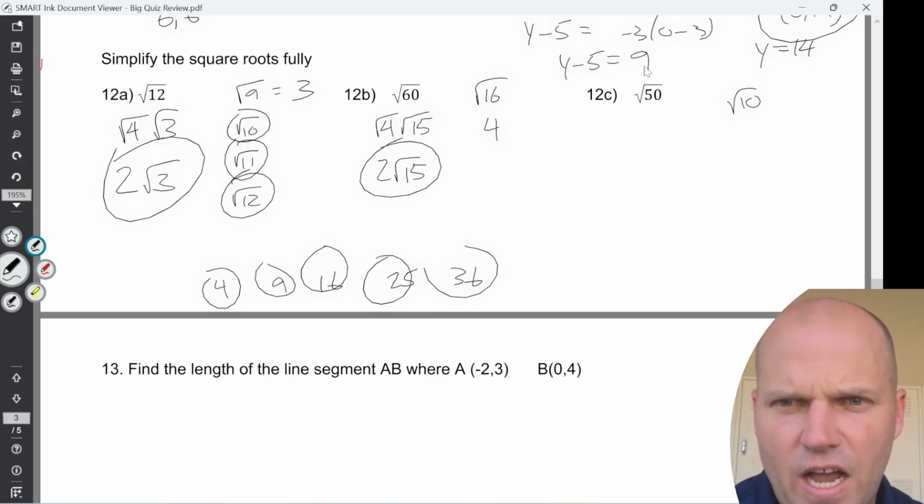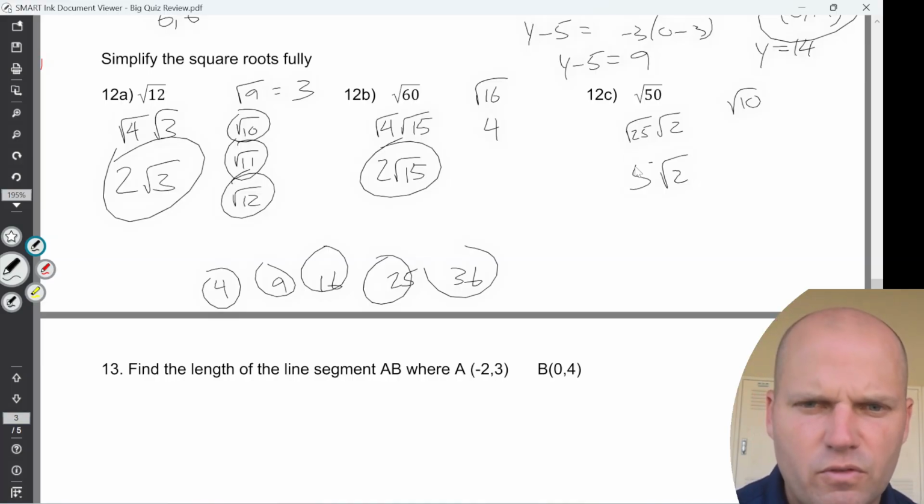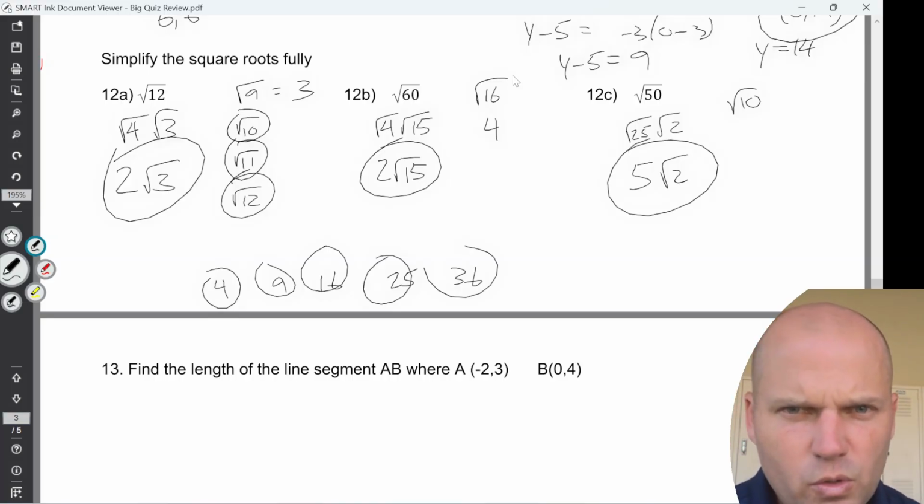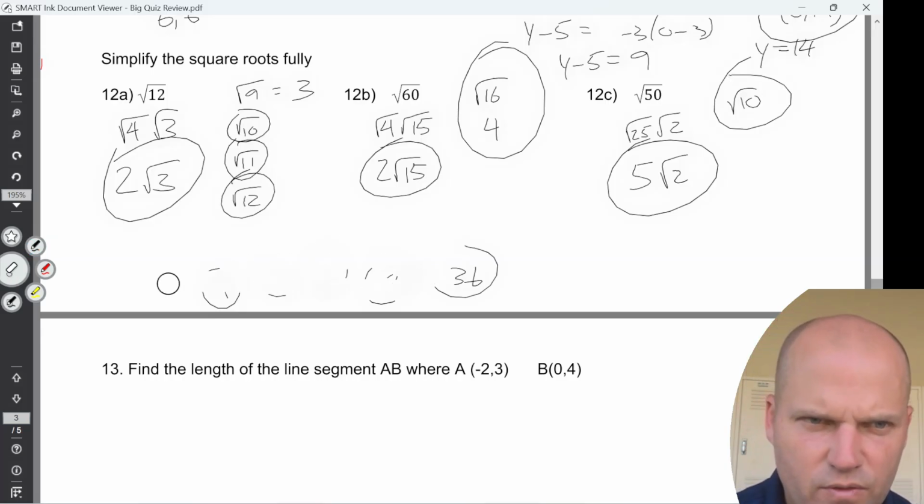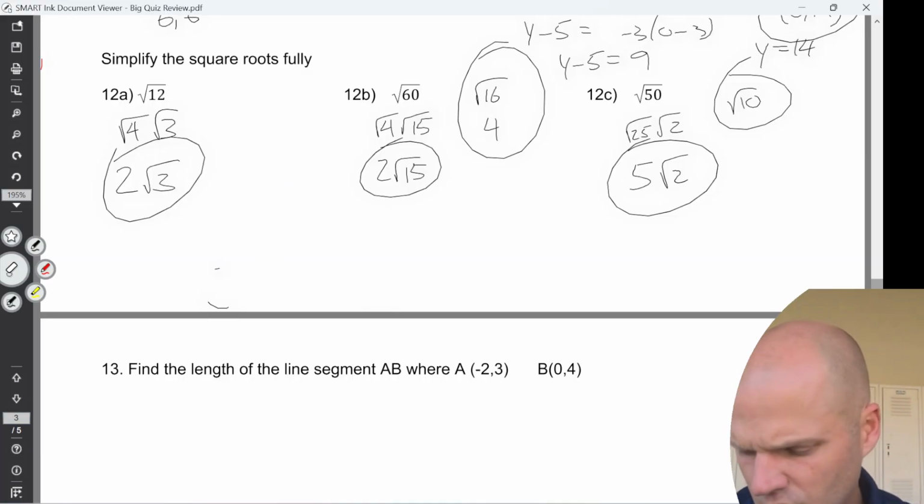50 is 25 times 2. So root 25 times root 2 is root 50. The square root of 2 cannot be simplified, but the square root of 25 is just 5. Cool? The square root of 16 is just 4. The square root of 10, we would say, is just the square root of 10. We can't simplify it. So remember this, square roots, sometimes they're nice, sometimes not as nice.